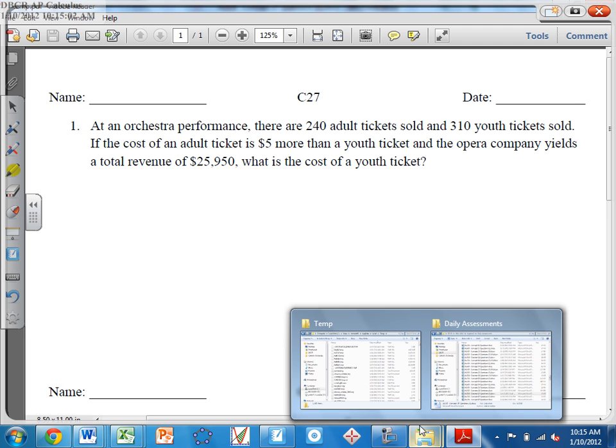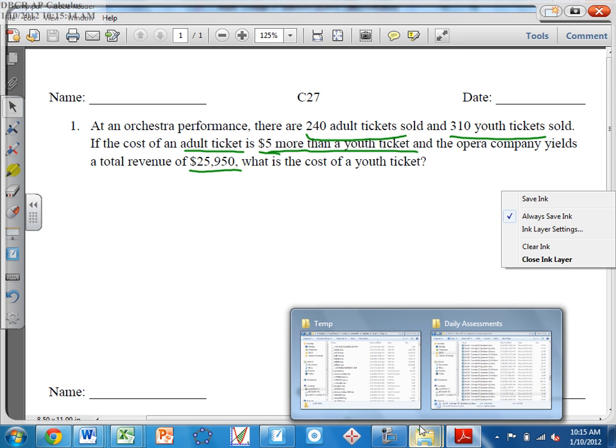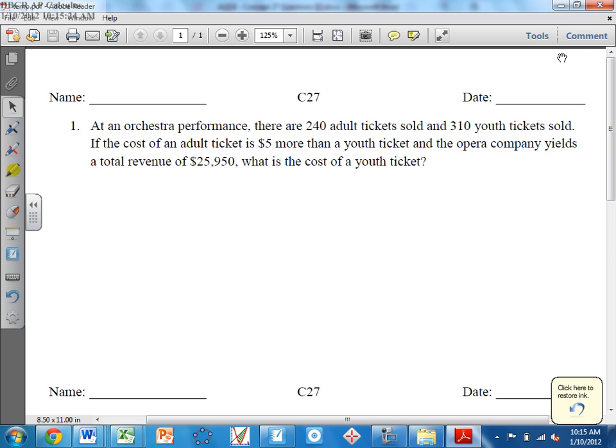Alright, so looking at this problem now, again, we have 240 adult tickets, 310 youth tickets. An adult ticket is five more than a youth ticket, and we know that this is the total amount of money they made. So, with this kind of a problem, we have to start with our let statements. And now, what question have I been asking you guys recently? What do the let statements actually answer? The let statements answer the value of what you're looking for. You're exactly right, Warren.